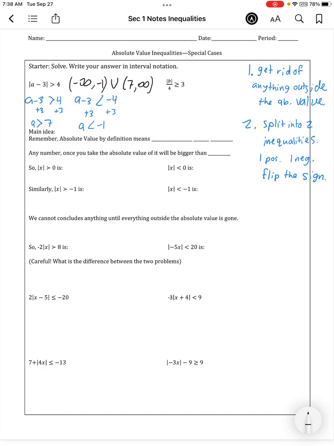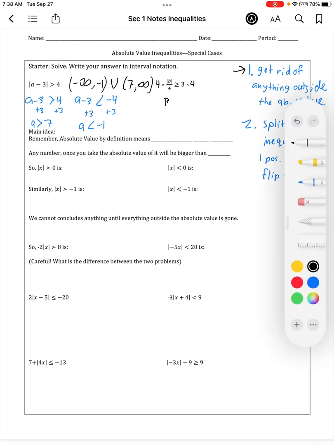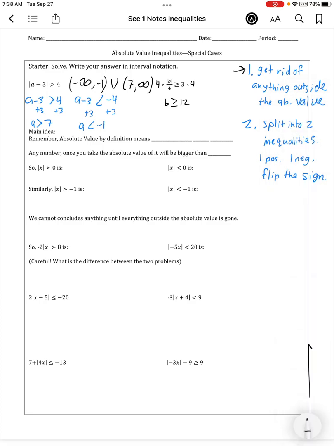Let's go ahead and try our next one. The first thing we have to do is get rid of anything outside the absolute value. In this case, we have a 4 dividing the absolute value, so let's multiply by 4 to both sides, giving us |b|, I'm going to do a different kind of b, is bigger than or equal to 12. From here, we can split into two inequalities. b is bigger than or equal to 12, and b is less than or equal to negative 12.